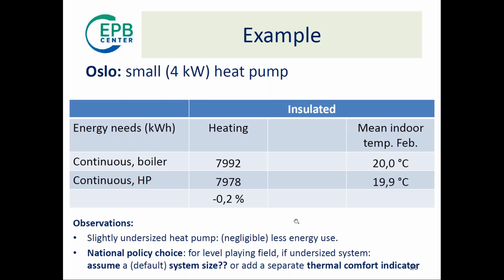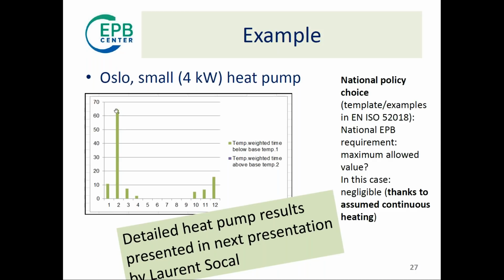And also the mean indoor temperature in February is not much below the desired 20 degrees in this case. And then, similar as before, you could present this as an indicator, as a temperature weighted time below a certain base temperature, in this case 20 degrees. And probably, if you set a national limit to this indicator, it will be below the threshold level, and then it's acceptable. But this is thanks to the assumed continuous heating. If you choose intermittent heating, then it would not be a sufficient size for the heat pump for this case, but that's not in this presentation.